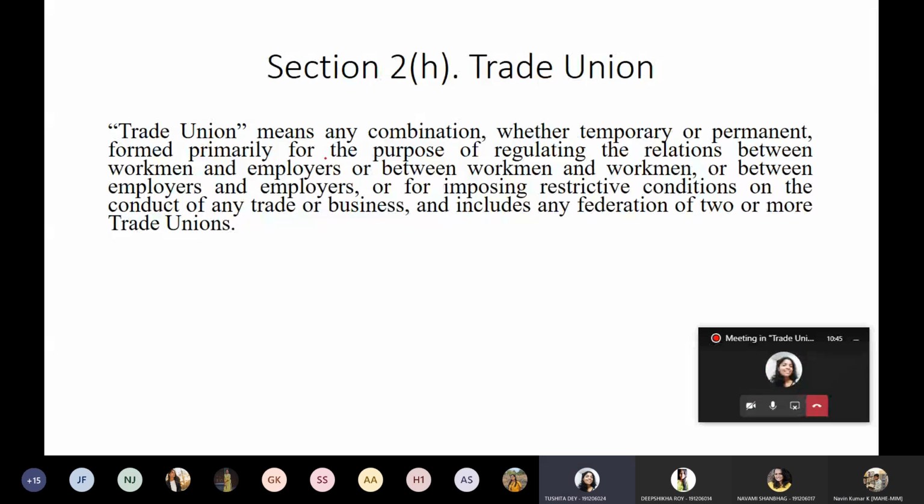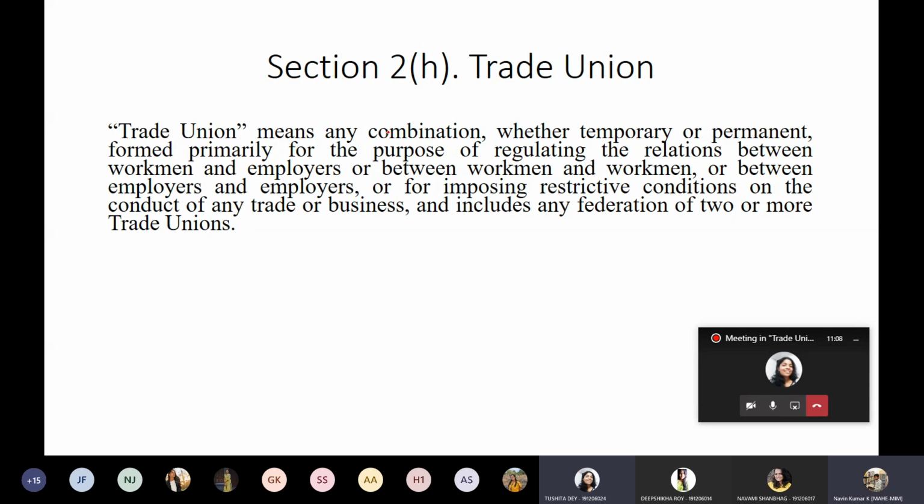Trade union means any combination, whether temporary or permanent, formed primarily for the purpose of regulating the relations between workmen and employers, or between workmen and workmen, or between employers and employers, or for imposing restrictive conditions on the conduct of any trade or business, and includes any federation of two or more trade unions.